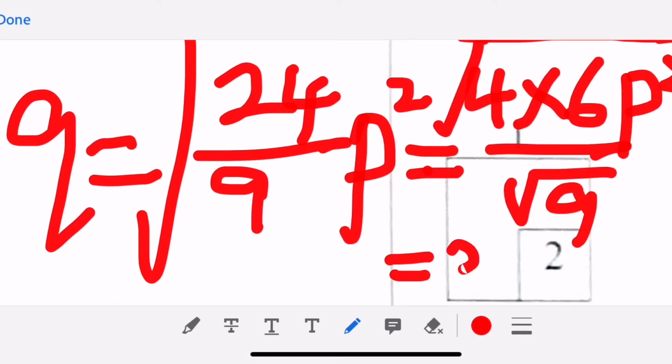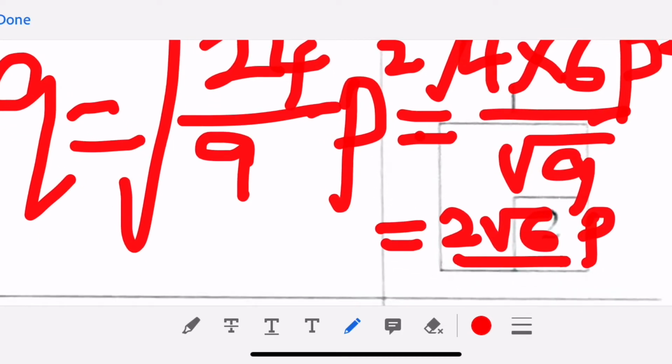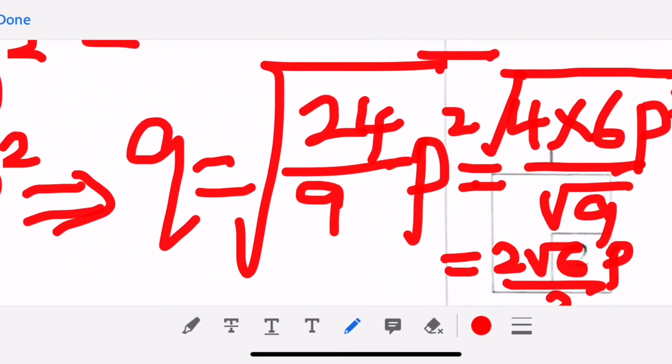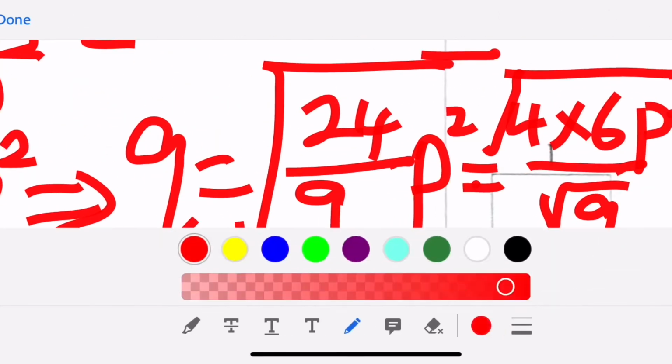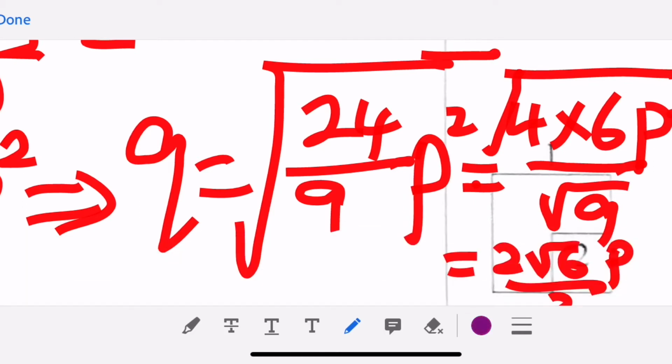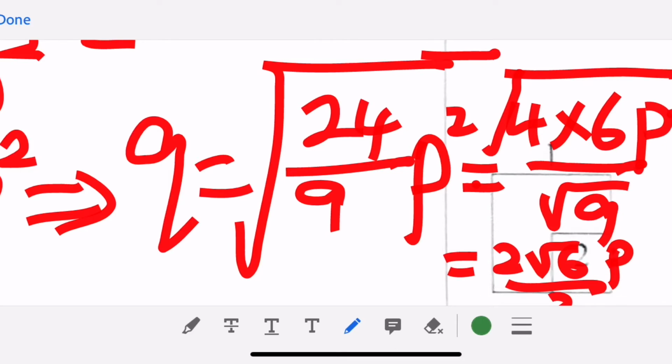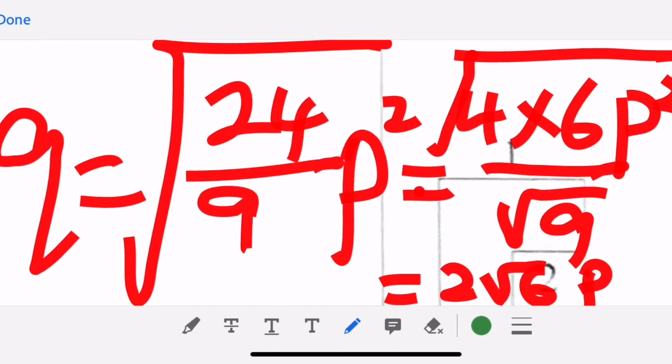The square root of 4, you get 2. The square root of 6, you can't do anything. The square root of p squared, you get p. The square root of 9, you get 3. So finally, this is the simplest answer. All answers must be in simplest form so that you qualify for full marks.